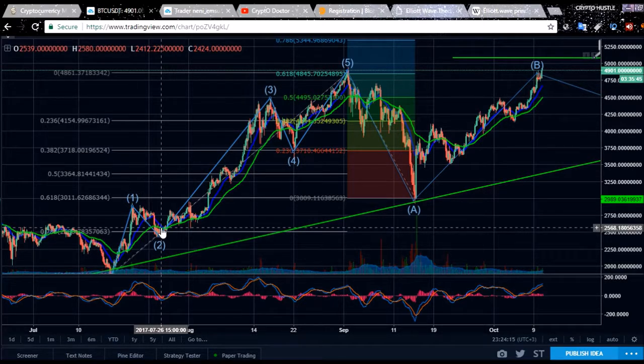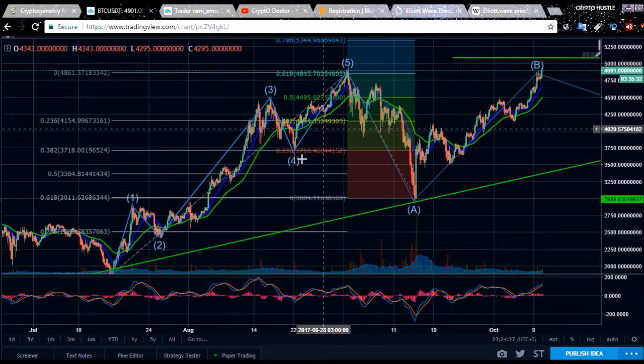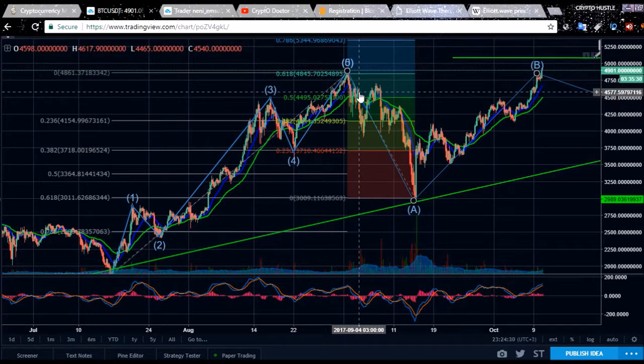Now we have the third wave. Generally, the third wave has to be the longest wave in the whole sequence. It is where we have all the price action and movement. Now, after that, we finally have the fifth wave forming. The fifth wave can never be the shortest wave and can never be the longest wave. So it could be said to be the one in the middle.